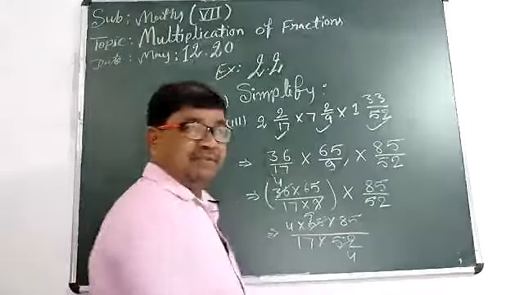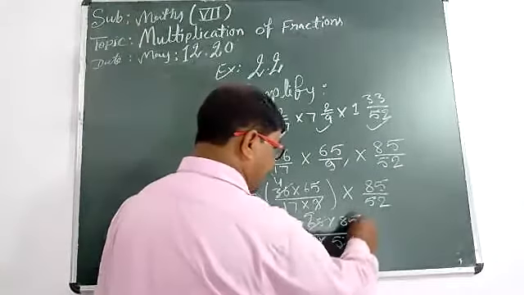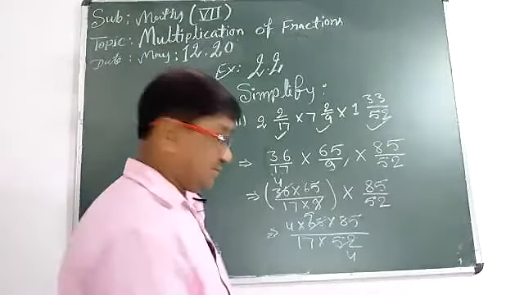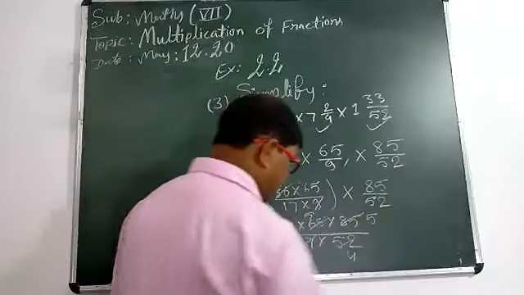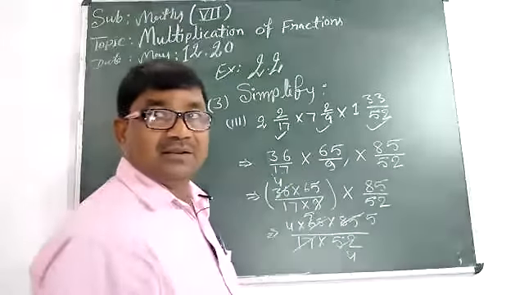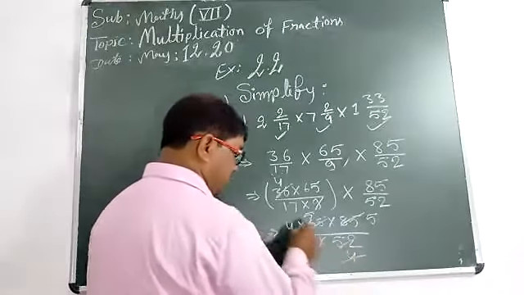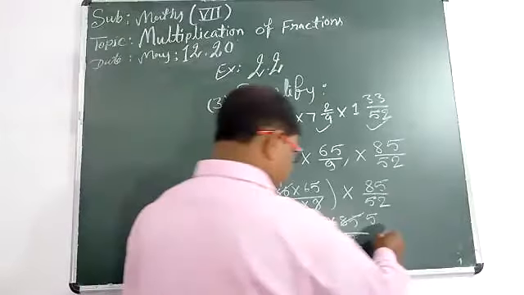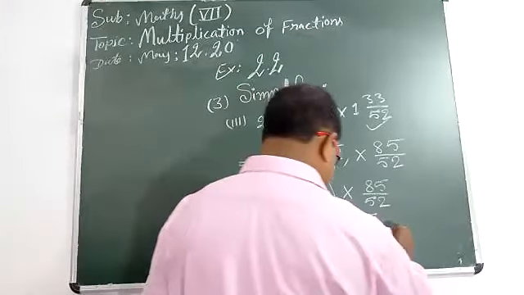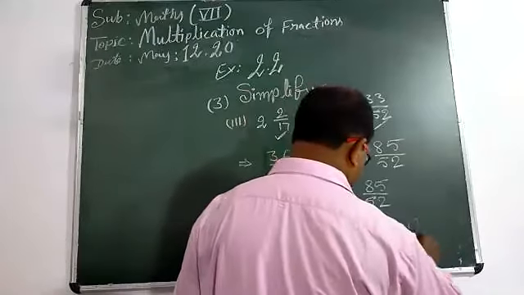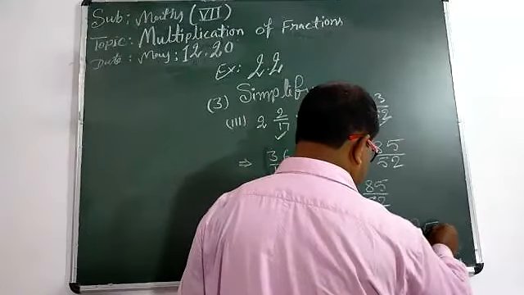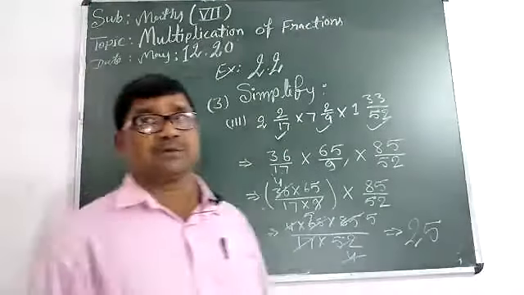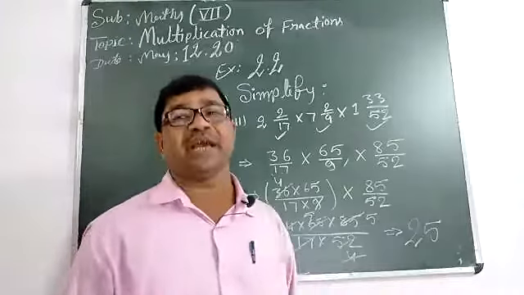Now for 17 and 85, can you select? Because 85 is a multiple of 17. 17 1s are 17, 17 5s are 85. Now between 4 and 4, 4 1s are 4, 4 1s are 4. Now student, you have the product 5 and 5. Only 5 multiply 5 is 25. It means 25 upon 1. That is your product.